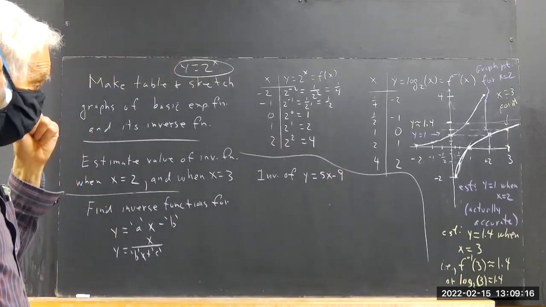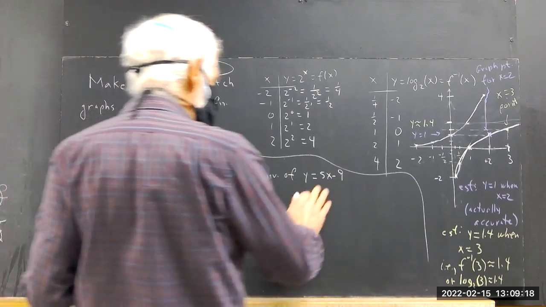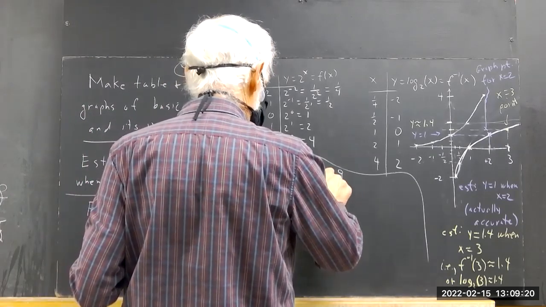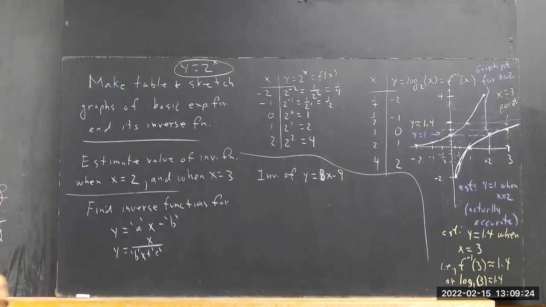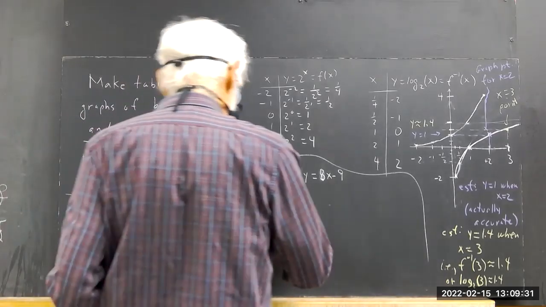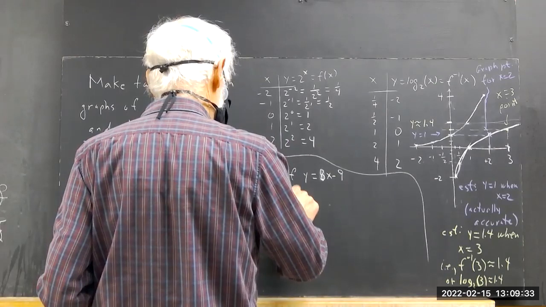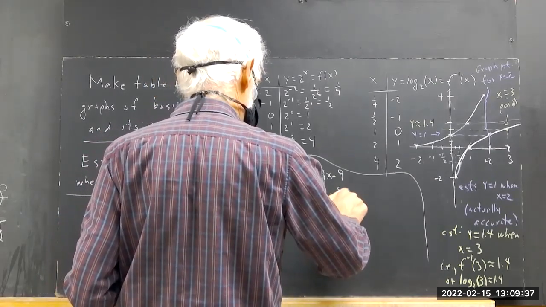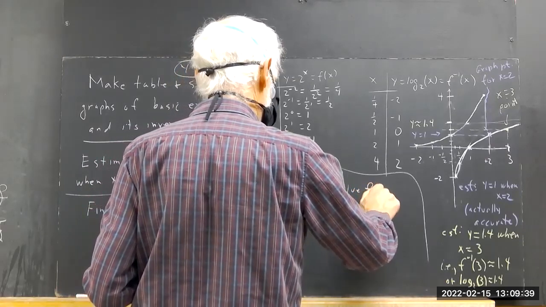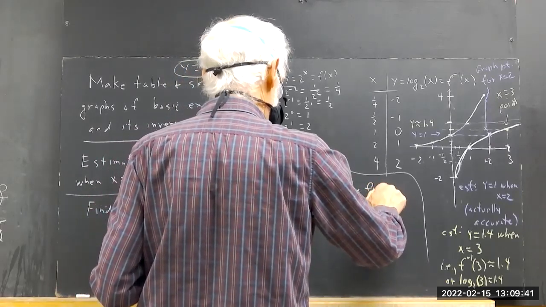So you got y equals 5x minus 9. Actually, I'm going to say, let's say y equals 8x minus 9. Most of you didn't have an 8 in your equation. If you did, you probably didn't have a negative 9. Switch x and y and solve for y.